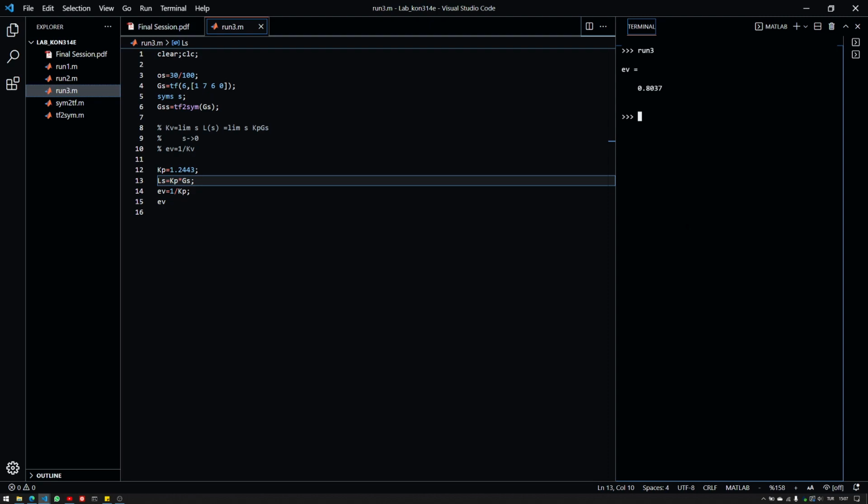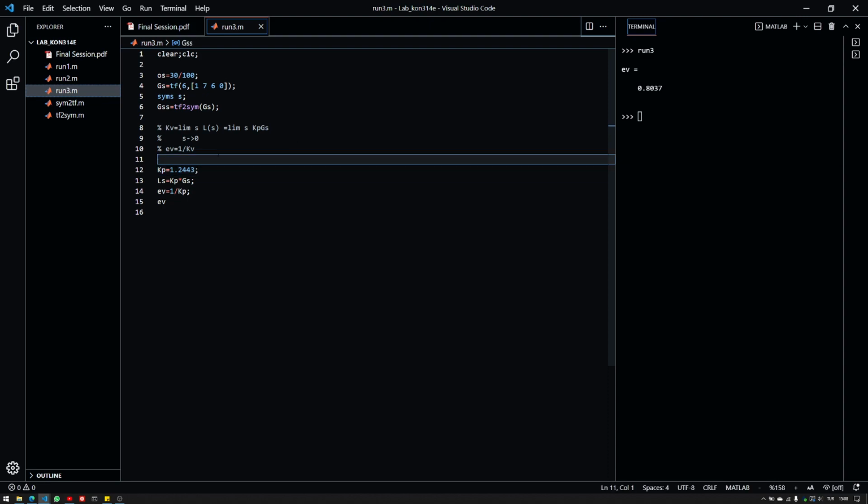So it is 0.8037, which means that there will be an offset of this value. So there will be two ramps, and one of them, being the output, will have a slight offset. So that's basically what it means. In order to be able to track this, you would need another integrator, which would cause kV to be infinity and EV to be 0.